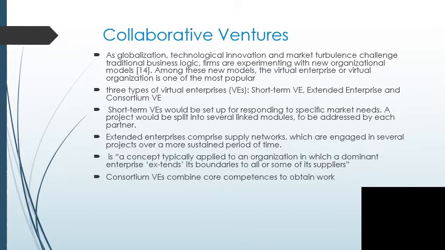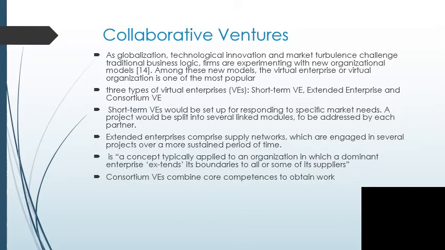So majorly we can say there are three types of virtual enterprise. One is short-term virtual enterprise, then extended enterprise, and consortium virtual enterprise. Short-term virtual enterprise would be set up for responding to specific market needs. So that is particularly used for specific market needs. A project would be split into several linked modules to be addressed by each partner. So the problem is split in such a way that it could be split into a number of modules.